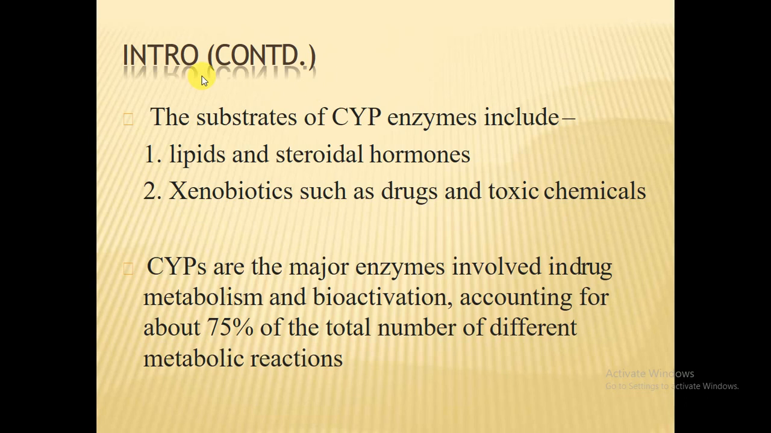After that, as we know, the substrates of Cytochrome P450 system enzymes include, first, lipids and steroidal hormones, and second, xenobiotics such as drugs and toxic chemicals. A substrate is anything on which the enzyme can act. So that is called a substrate.